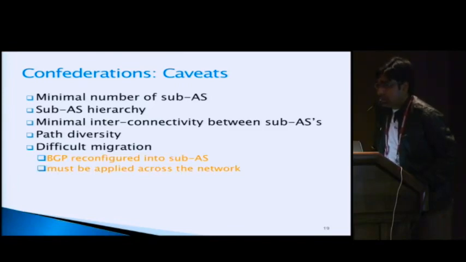And the most important challenge with confederation is migration. In case of route reflectors, you can have incremental deployments. But in case of confederation, you have to think about your entire AS and deploy it at once. You can't have incremental deployments in case of confederation.